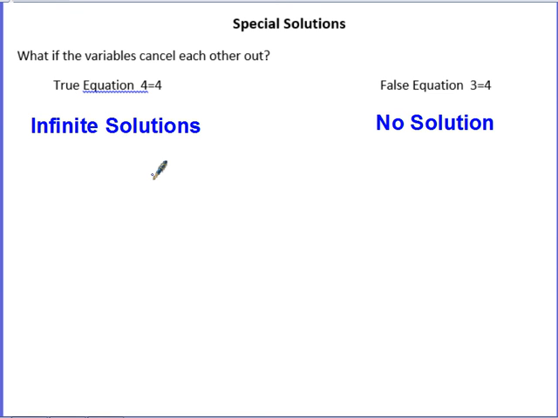infinite solutions. So remember we said when I'm solving, I'm finding the value of x that makes the equation true. If you end up with something like this, it means it doesn't matter what number you put in for x. Every single number will make that a true equation. So we say there are infinite solutions.